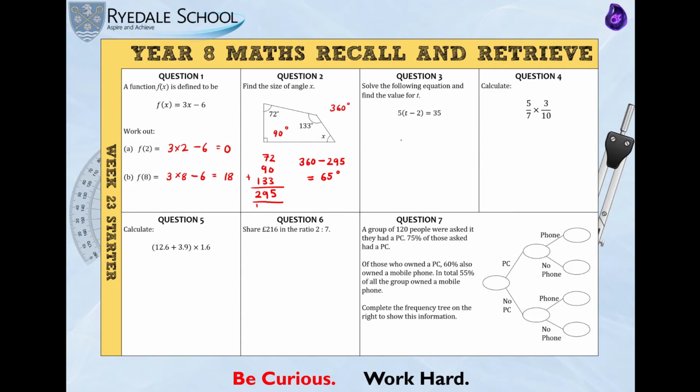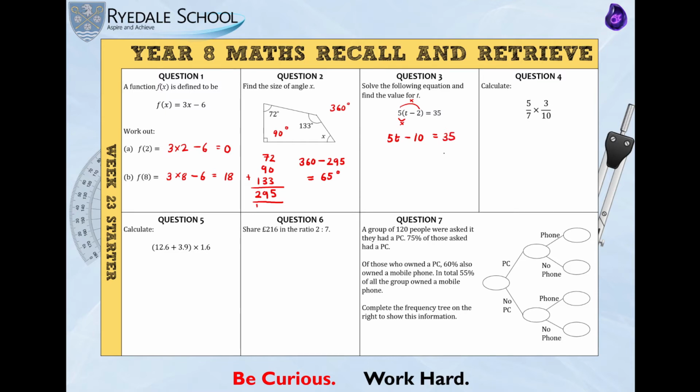Question 3 is an equation with a bracket. The first thing that we need to do is multiply out the bracket. So we do 5 times t and 5 times negative 2. So this is the same as 5t take away 10 equals 35.